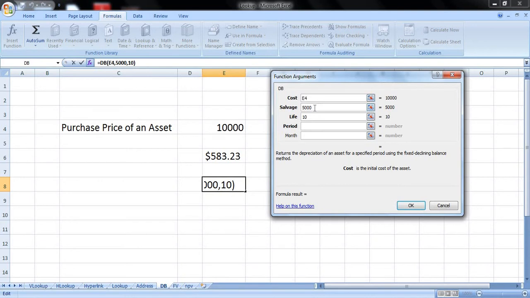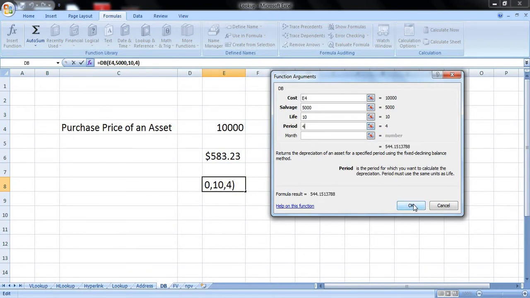I have mentioned useful life as 10, which means I assume that I'll be using this asset for 10 years. At the end of the 10th year, my estimated scrap value for this asset is 5,000. What I wish to calculate now is, with this assumption, what will be the depreciation value of my asset after the 4th year.